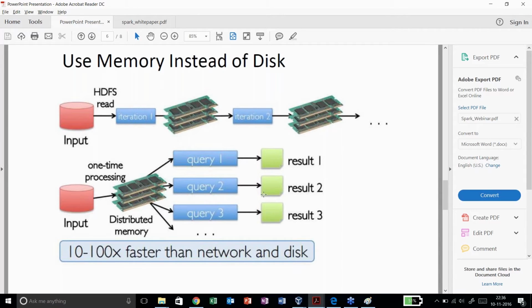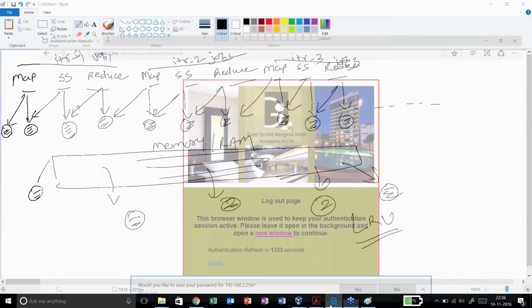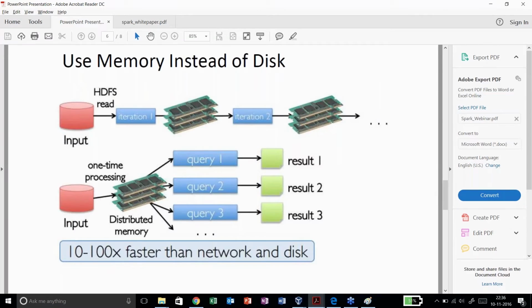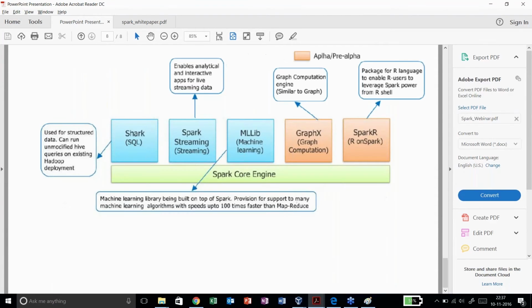Okay, so this is the discussion on why Spark, what is Spark, and the difference between Spark and Hadoop. Now Spark actually builds a lot of ecosystem components, as I have just mentioned here. This is the Spark ecosystem where you have Spark SQL, Spark Streaming, MLlib, GraphX, SparkR. These are some of the ecosystem components on top of the Spark core engine, which is the master component of Spark, which does all the in-memory processing.